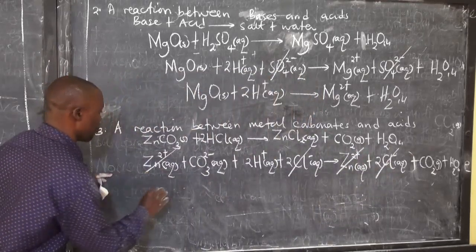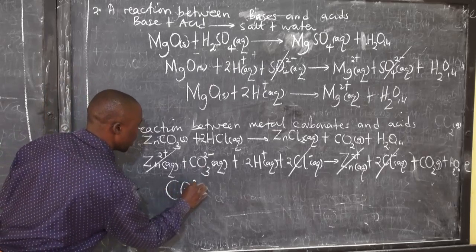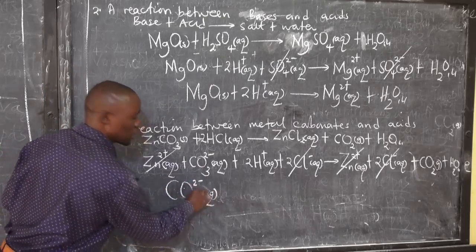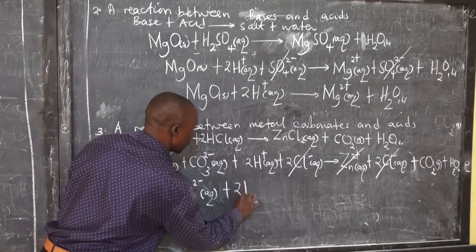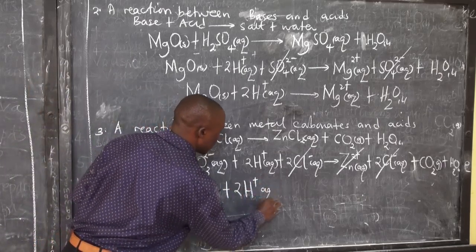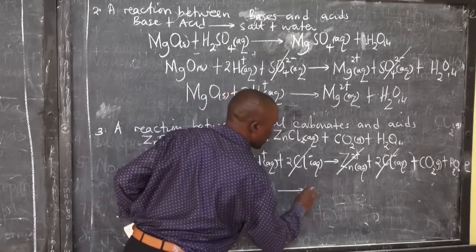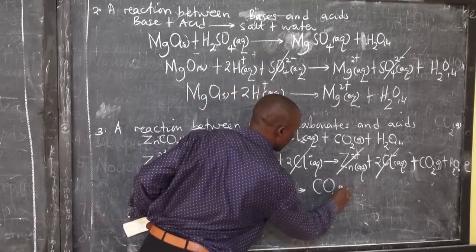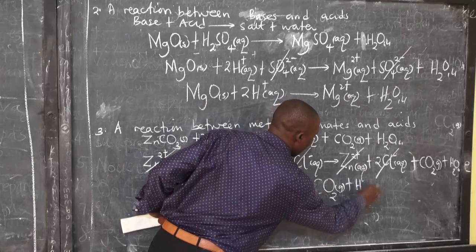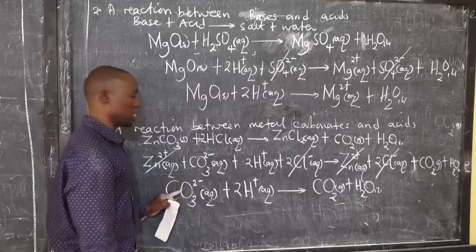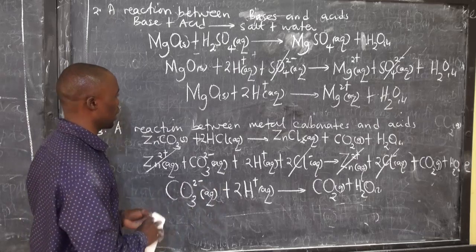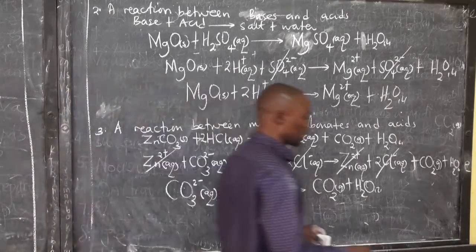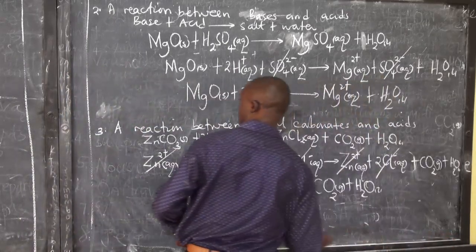So we jump into the final equation: being a carbonate, the ions in aqueous form, plus two hydrogen ions, yielding the final products, carbon dioxide gas and water. In fact, all carbonates always use this equation, whether in solid form or a soluble carbonate. Now let's look at the last example.